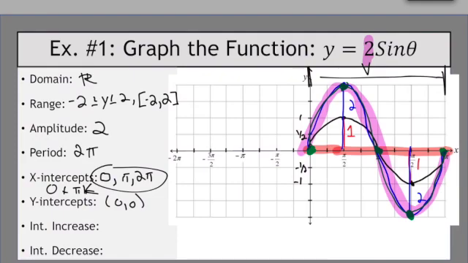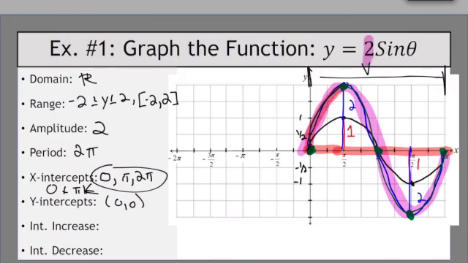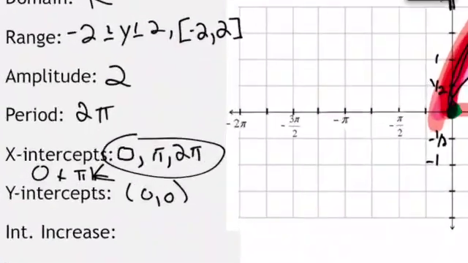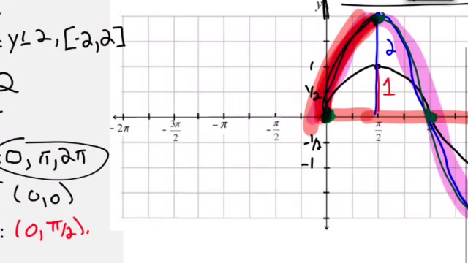And then intervals of increase and decrease. So remember with this one, it is increasing from here to here, and then from here to here. So on these two ends, let me highlight them really well so we can see them. The highlights in red are my intervals of increase, right? That's where it's going up. So it is increasing from 0 all the way to pi over 2. Okay, so that's this first piece, right? Here's 0 all the way to pi over 2.